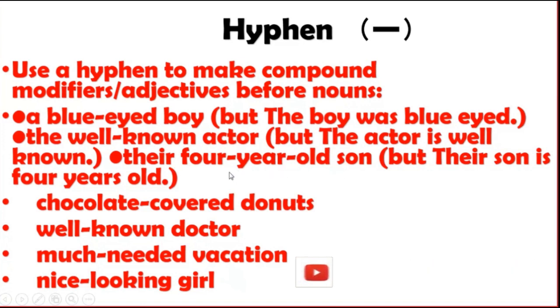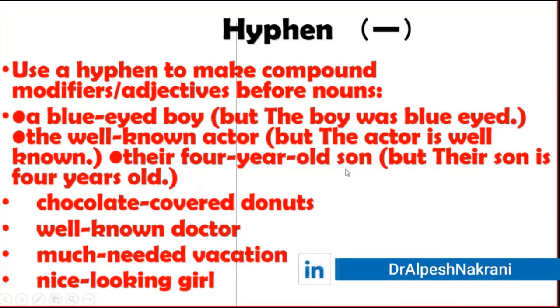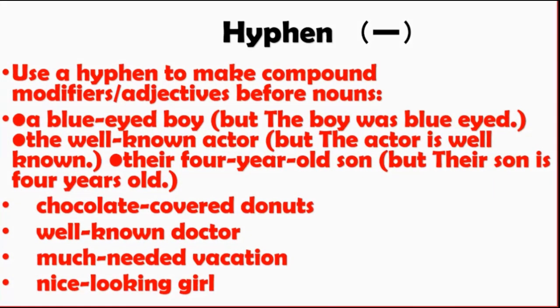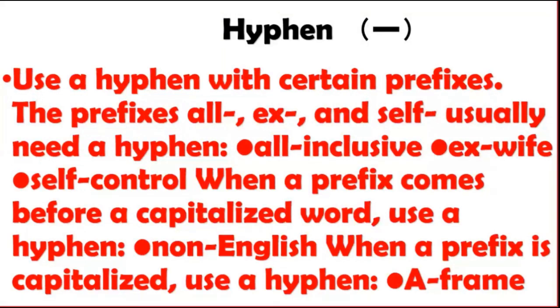Their 4-year-old son means 4-year-old. These three words are performing the duty of adjective for the noun son. These are adjectives. How is the son? 4-year-old son. Adjectives answer the question how. So, but their son is 4 years old. So, we can also reverse the order. So, we can use hyphen in compound adjectives. Chocolate-covered donuts, well-known doctor, much-needed vacation, nice-looking girl. So, we can use hyphen in this way.